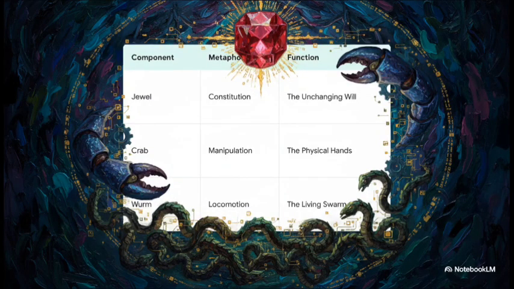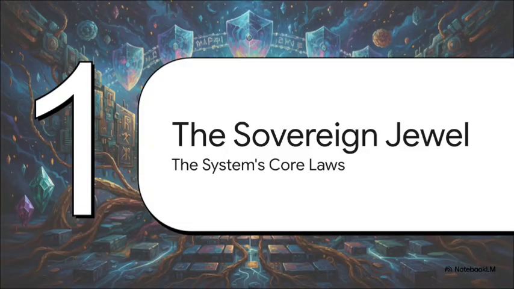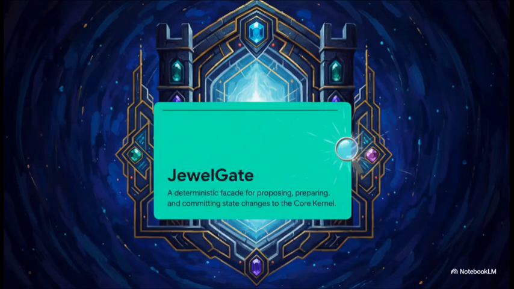Let's start at the very core with the jewel. First up, the jewel. You can think of this as the system's soul, or maybe its brain. It's the core logic, the set of absolute, unchanging laws that dictate every single decision it makes. This is the source of its will. Now, this will isn't just a whim. It's forged by a component called jewel gate.